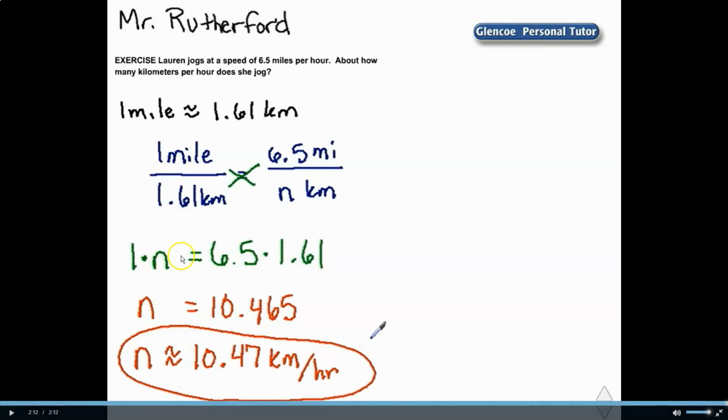Good job. Okay, see how they use cross multiplying? They took the 1 times n, they got 1n, and 1.61 times 6.5. And that's what they got.